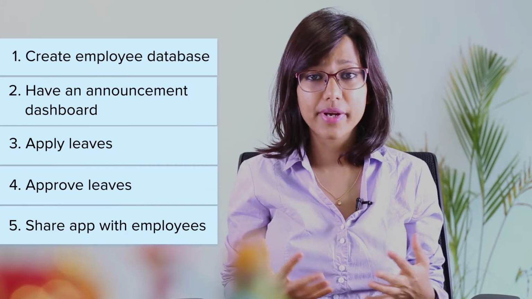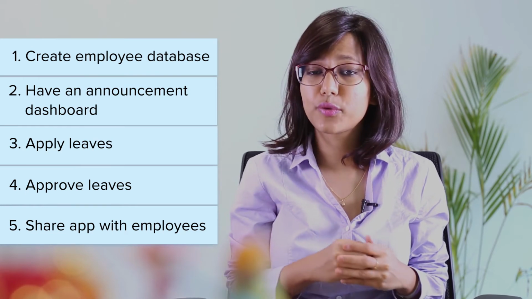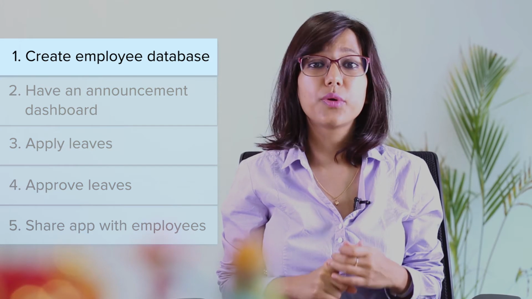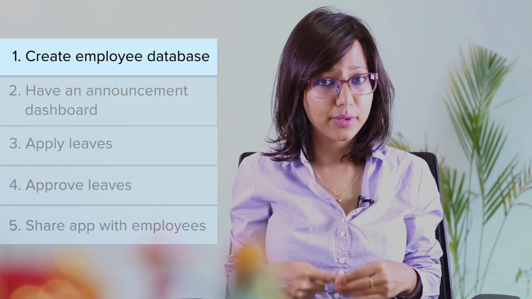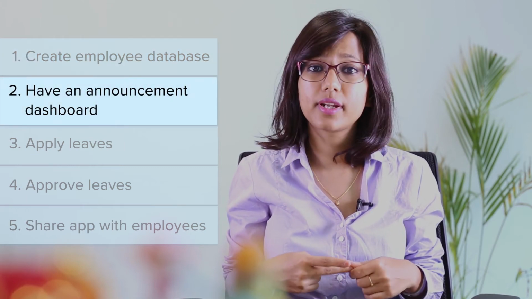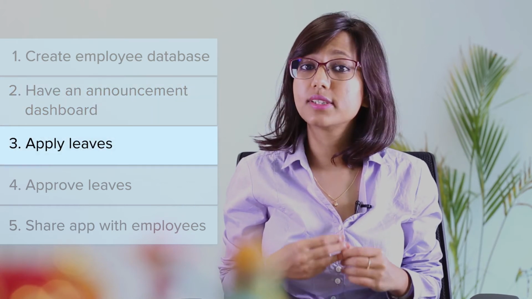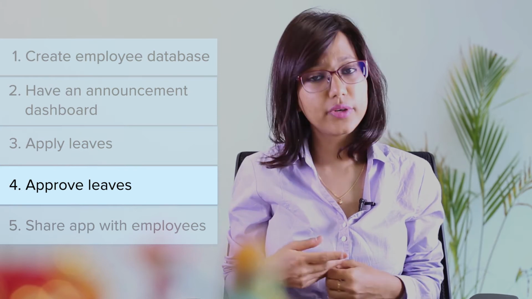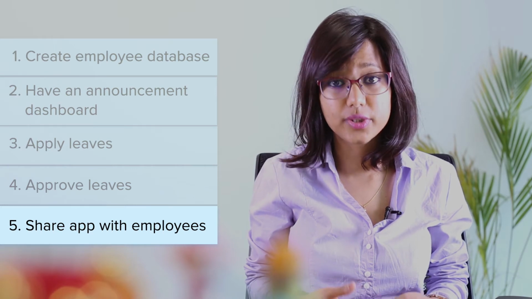Now it is not a comprehensive app, but I would like to take care of these 5 features so that we have an idea about our low-code platform. The first feature is that we will have an employee database where you can keep track of the employees and their managers. The second is that we will have an announcement dashboard where you can announce the important stuff to your employees. The third is that the employees can apply for leaves. The fourth is that the managers can approve or reject these leaves. And the fifth is that we are going to share this app with our employees with the required views.